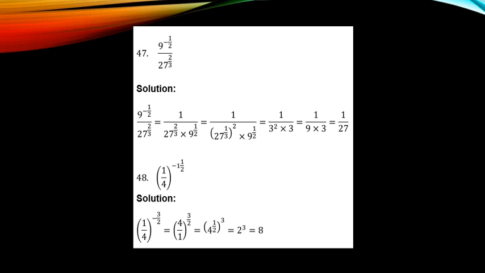Example 47. Okay, we have this problem in this form: 9 to the power of minus half over 27 to the power of 2 over 3. To take away the negative sign from the power, if you write the inverse, it means that term is coming down to join the denominator in this form, and you have 1 left.